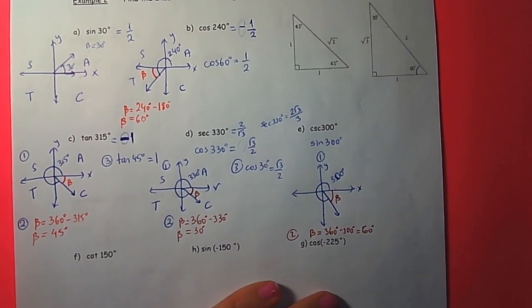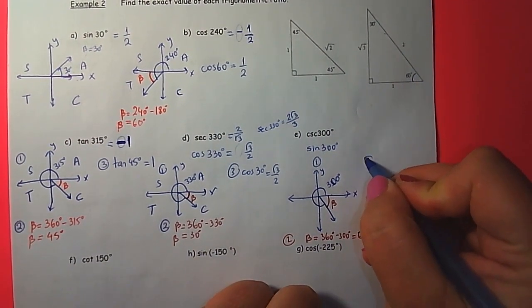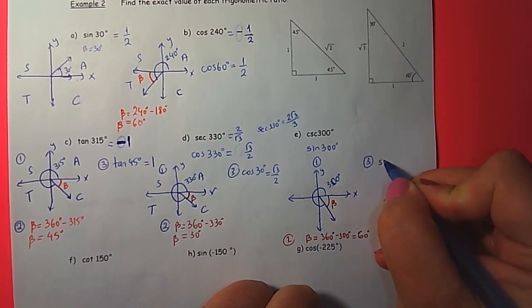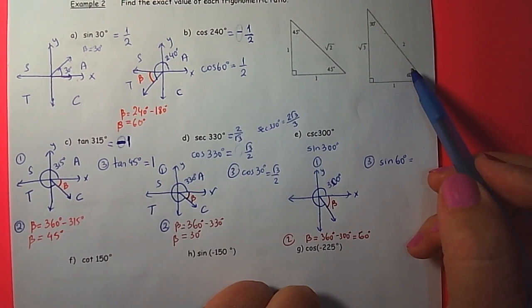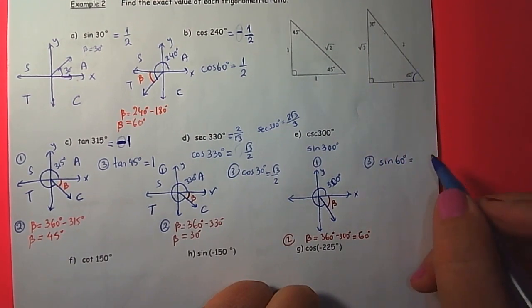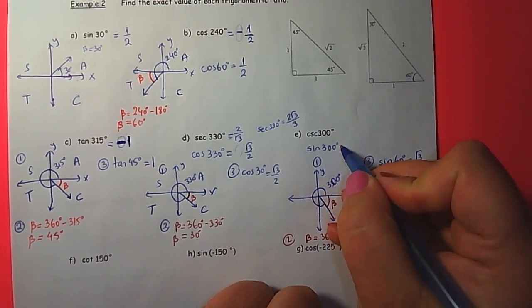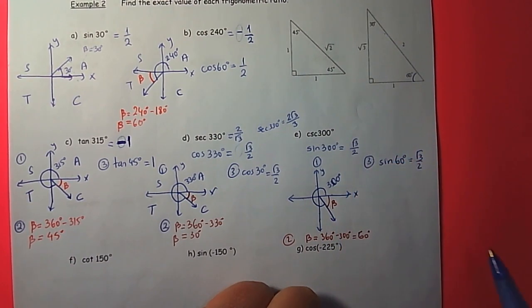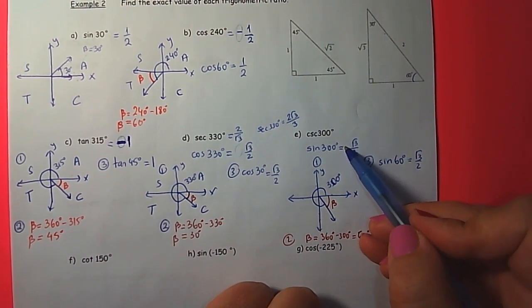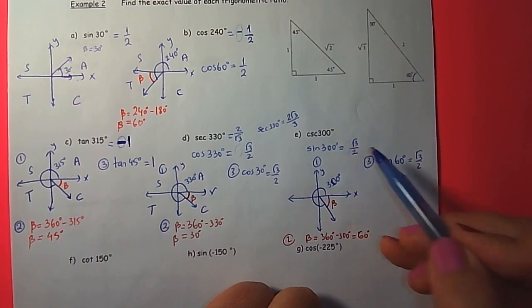Step 3, calculate the ratio for the related acute angle. So we need to find sine 60. Again, we're going to use our special triangle. Sine 60 is root 3 over 2. So then we know that sine 300 will have a numerical value of root 3 over 2. The only thing we need to decide is if we need to put a positive or negative sign here.